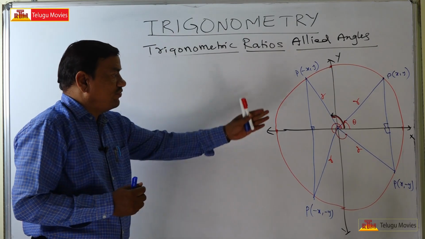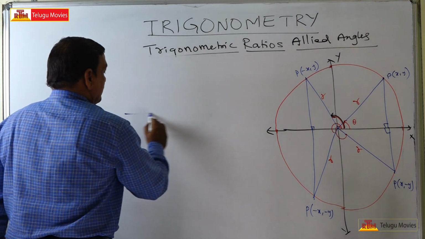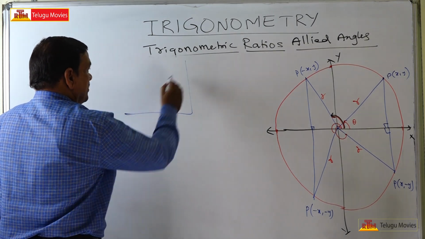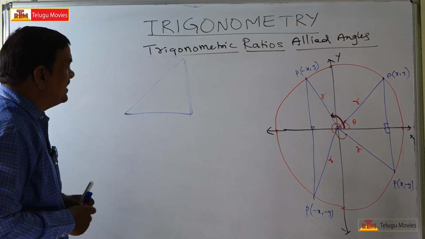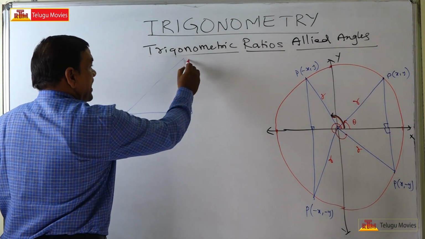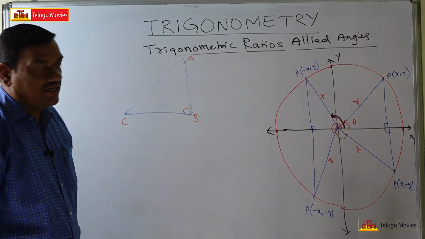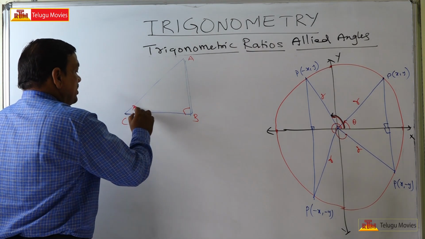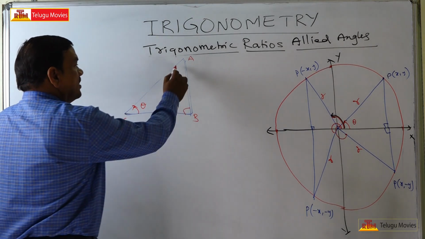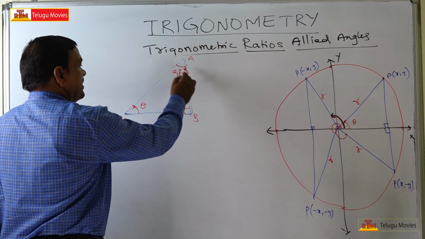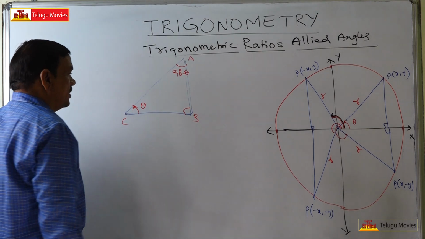Before explaining that diagram, let us consider a right angle triangle ABC. Angle B is equal to 90 degrees. Let angle C be theta. Then obviously angle A will be 90 degrees minus theta, because the sum of angle A plus angle C should be 90 degrees.